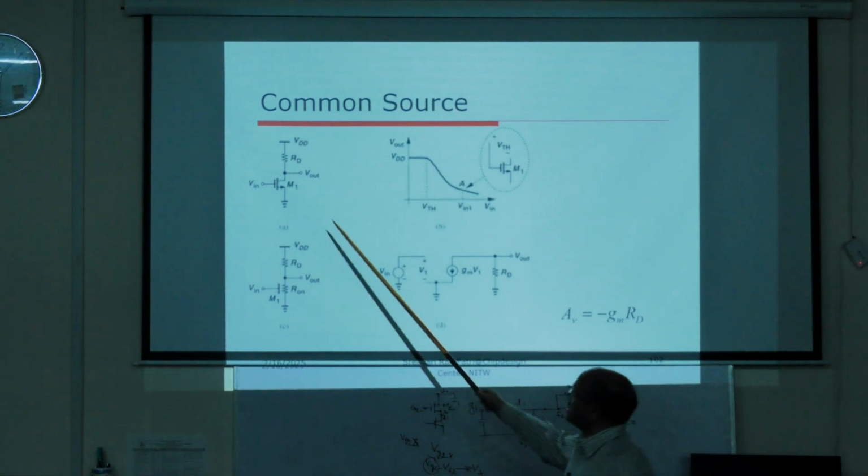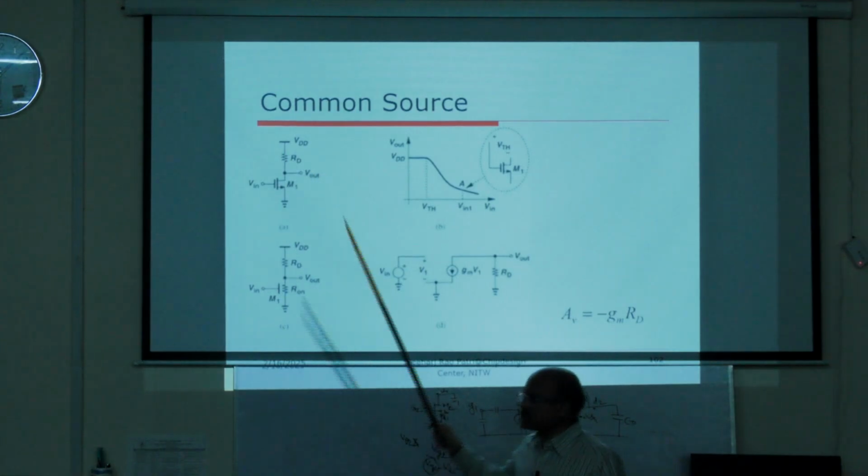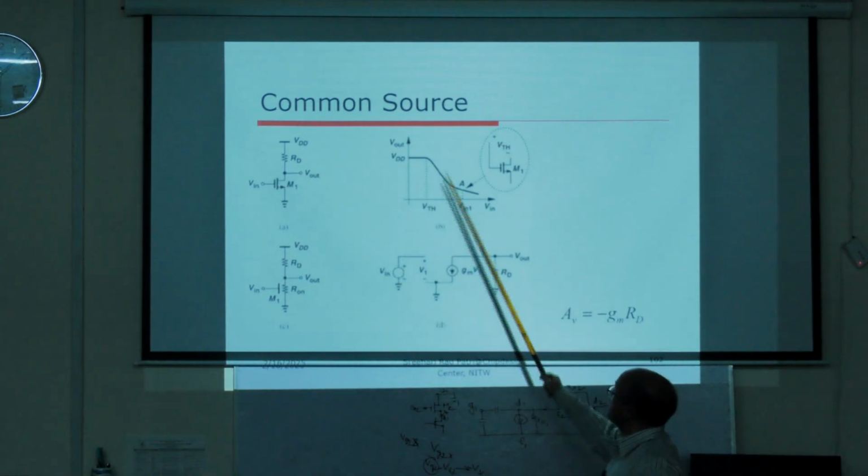VGS minus V threshold is such a small value, whereas VDS is closer to VDD. So which is larger? VDS is larger or VGS minus V threshold is larger? VDS is larger. When VDS is larger than VGS minus V threshold, transistor will be in which region? Saturation region. Therefore, the transistor here will be in the saturation region.